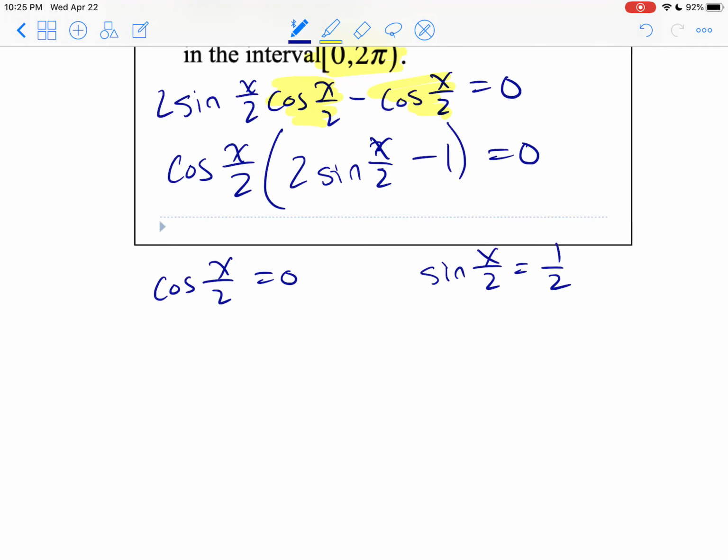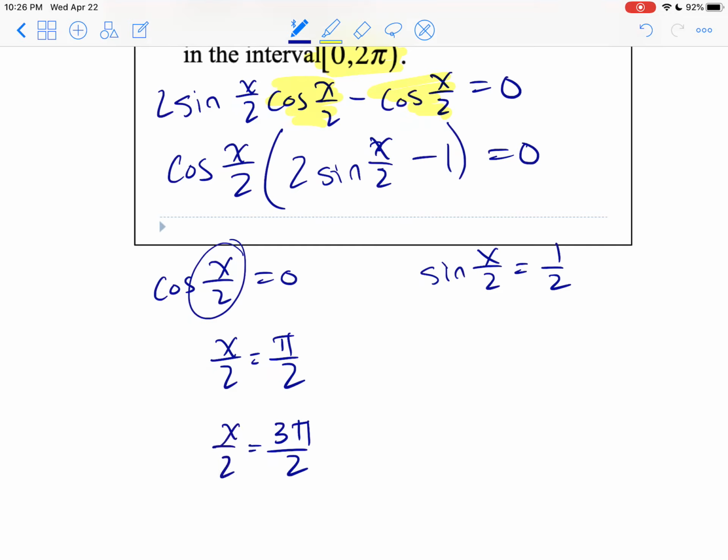So when does cosine normally equal 0? Well, cosine normally equals 0 at pi over 2, and it'll equal 0 at 3 pi over 2. So those are the two places where cosine is normally equal to 0. It's pi over 2 and then 3 pi over 2 on the unit circle, right? But the angle isn't theta. It's x over 2 that has to equal pi over 2.